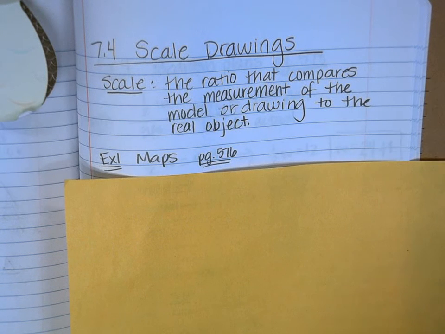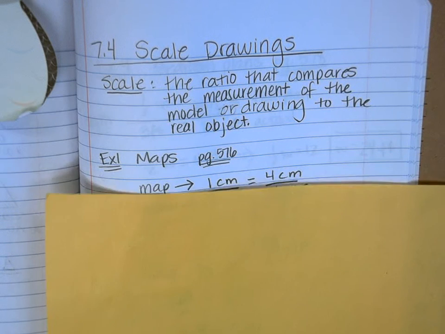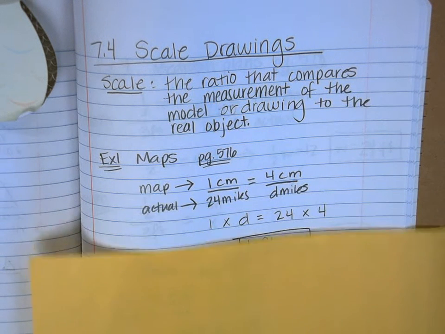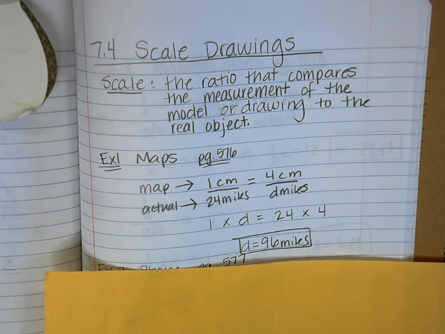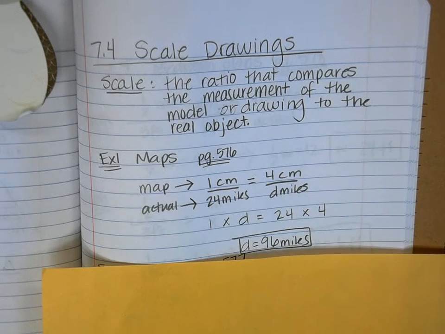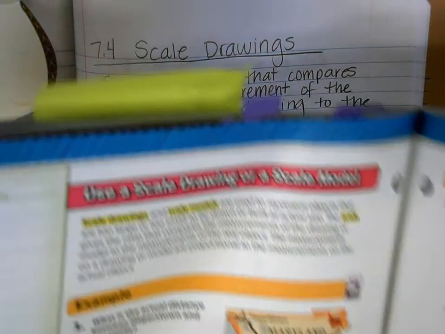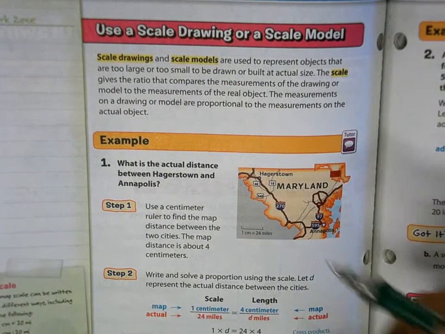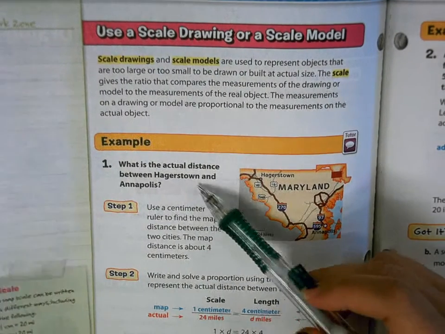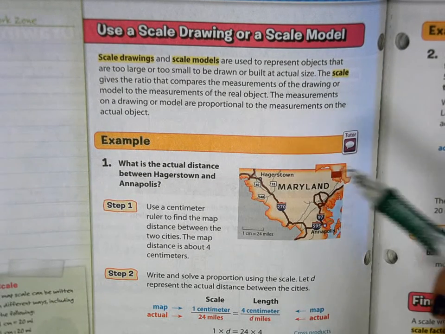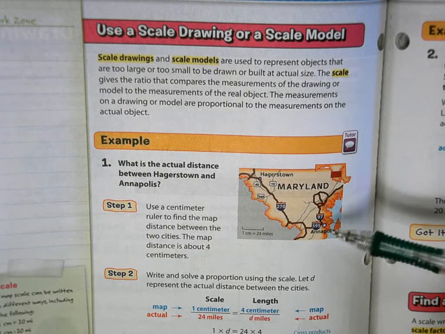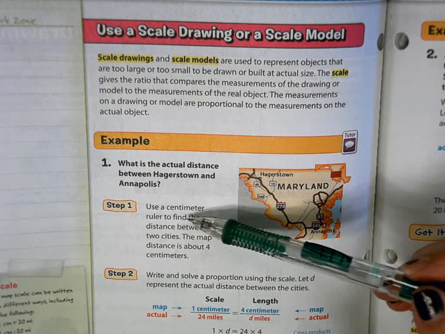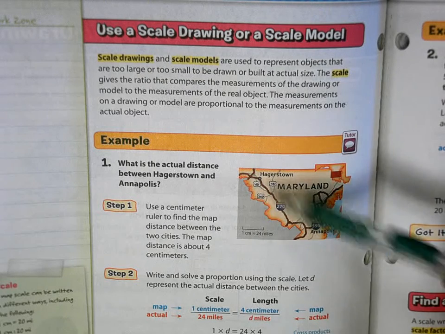So here's a picture I want to show you guys. This is the work, but I'm going to show you the picture first, and then I'll put it back. So basically, this is on 576, and they have this map. This is an old school paper map. It says, what is the actual distance between Hagerstown and Annapolis in Maryland? So here's Hagerstown, and there's Annapolis. And it says use a centimeter ruler. Okay, so you would measure it with a ruler.